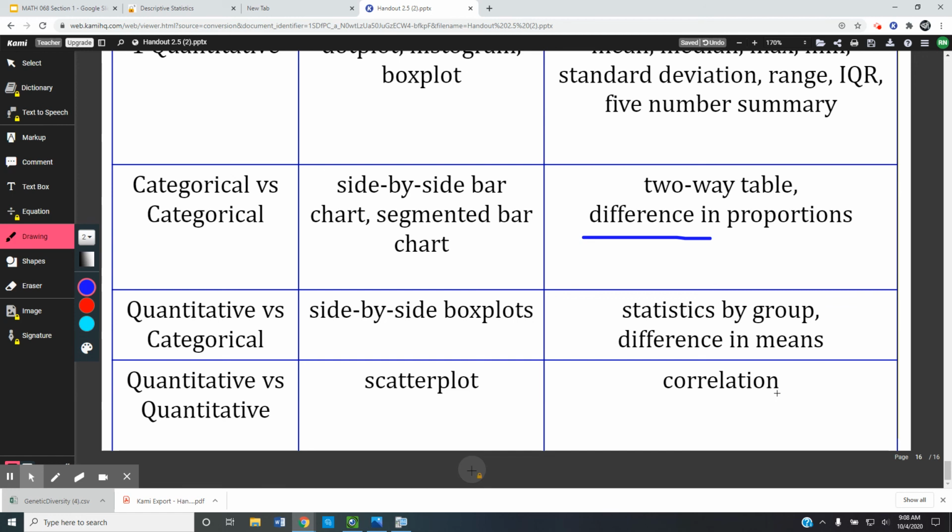When we come back, we'll be wrapping it up closely for chapter 2, and we'll be moving into linear regression and working with more scatter plots and more correlation coefficients.